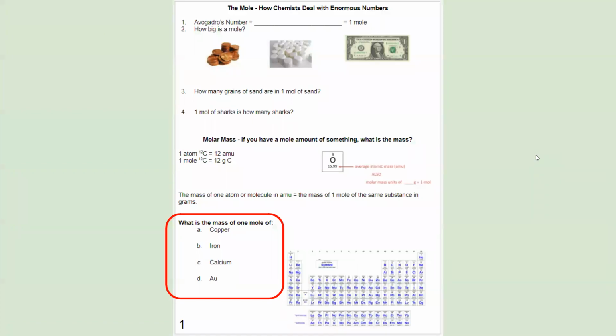Alrighty, what I'd like you to do is down at the bottom, letters A, B, C, and D, you're finding the mass of 1 mole. So for each of those elements, just find its mass on the little tile and check with your table partner. Go ahead, write those down. Give you guys just about a minute to do this tops.